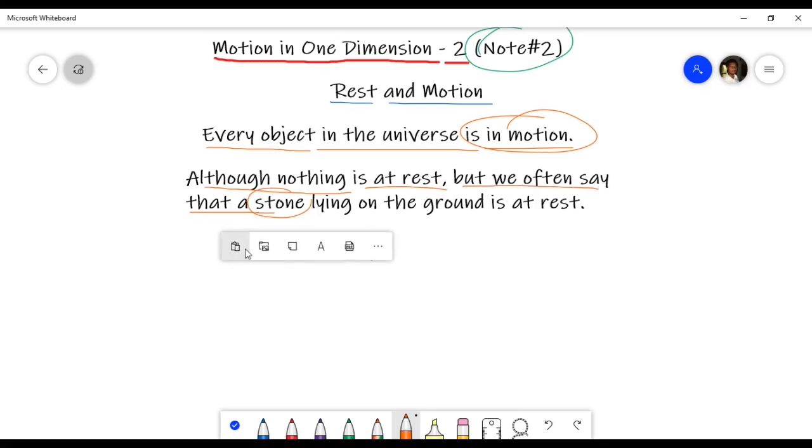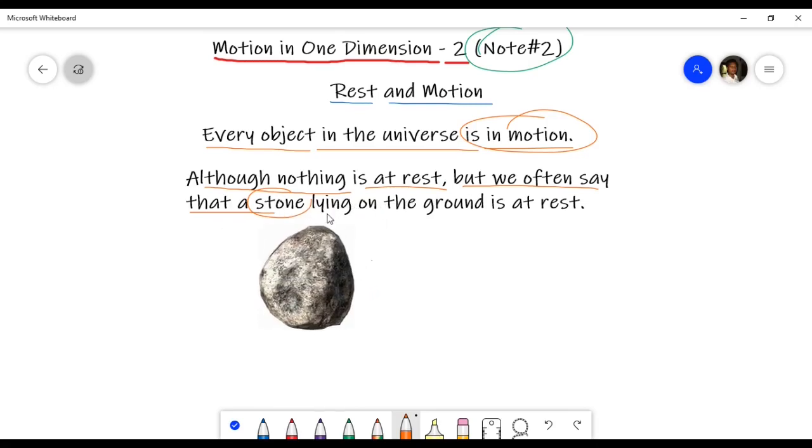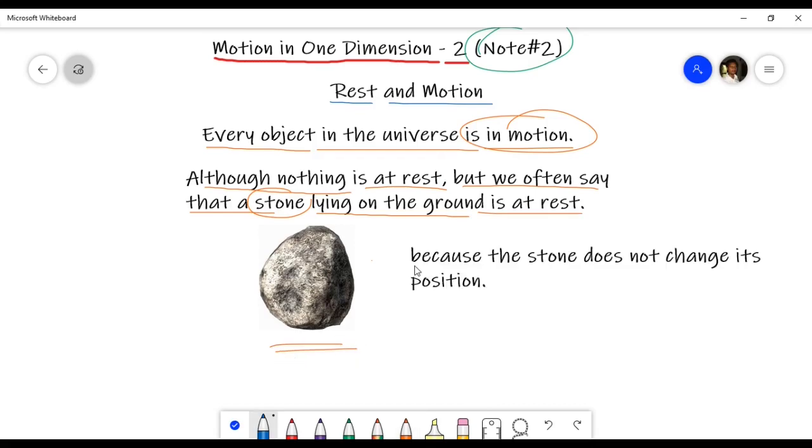rest. Why is it so? Even though nothing is at rest, we say that a stone that is lying on the ground is at rest. Now, why do we say that? The reason is because the stone does not change its position. It remains in the same place.